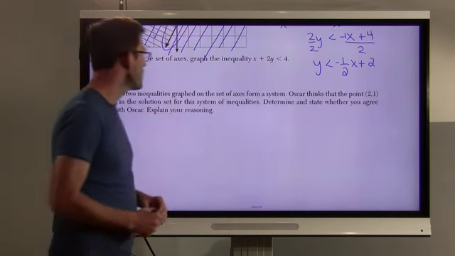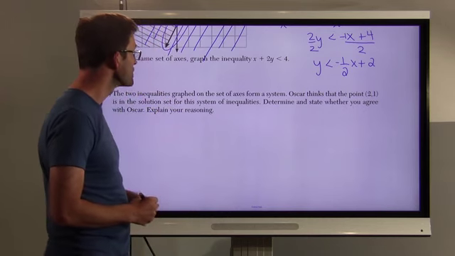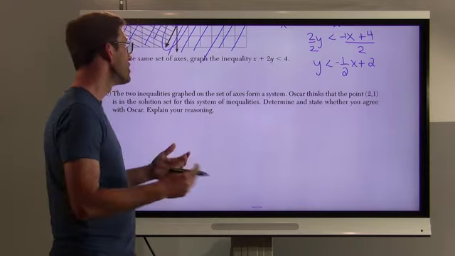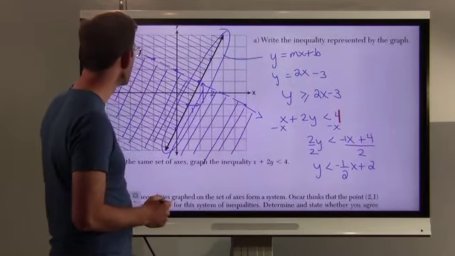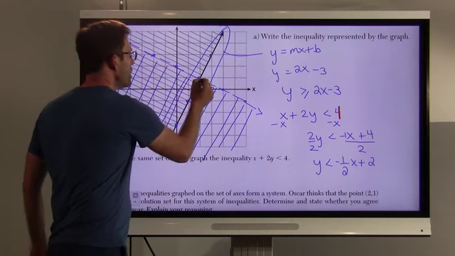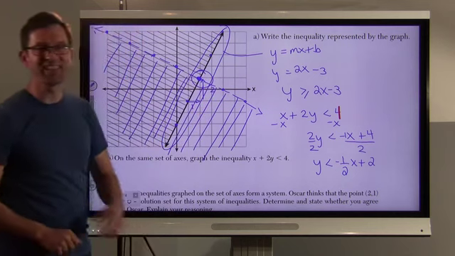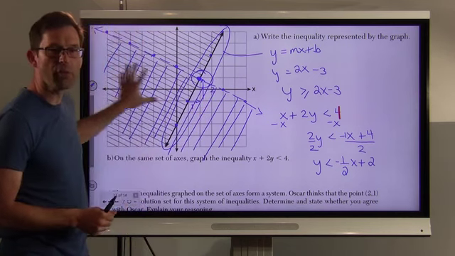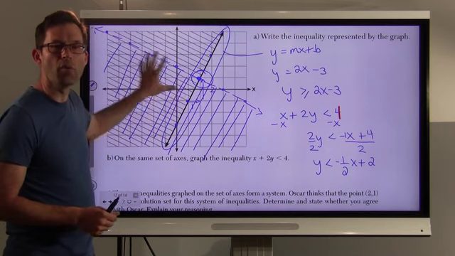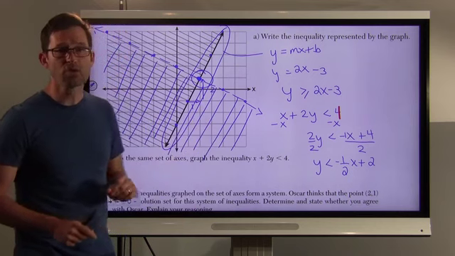The last thing, letter C, let me see if I can extend this. The two inequalities graphed on the set form a system. Oscar thinks that the point (2, 1) is in the solution set of this system of inequalities. Determine and state whether you agree with Oscar. Explain your reasoning. Well, let's take a look. Where is (2, 1)? (2, 1) is right here. It's this point. Oscar thinks it's in the solution set. Well, the solution set is everywhere where you have the double shading going on. Is Oscar correct?